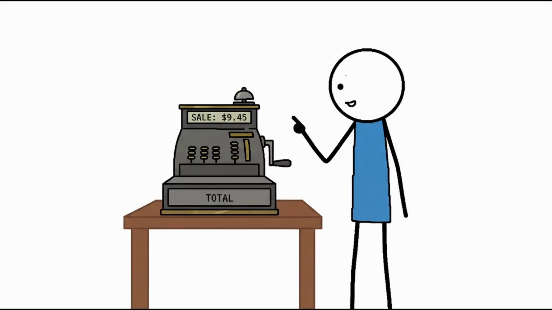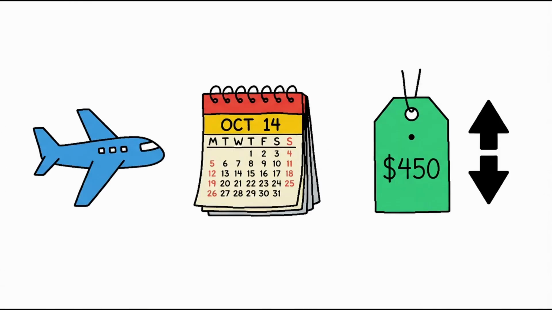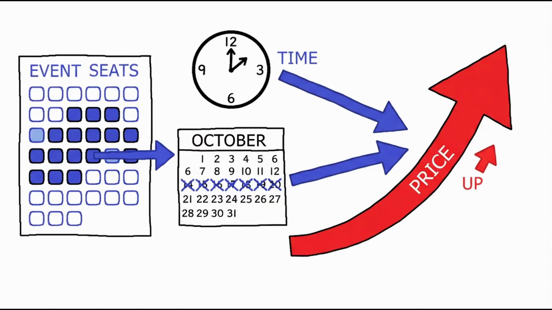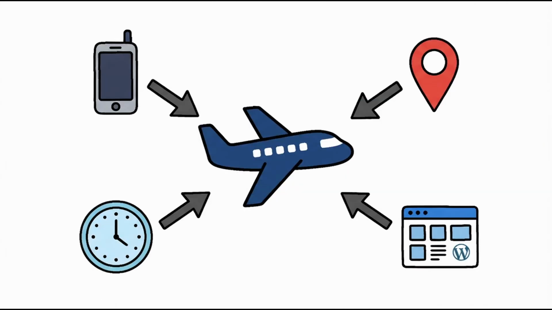Let's start with the basic version of this because it's older than the internet. Airlines have adjusted seat prices in real time for decades based on how full a flight is, how close the departure date is, and even the day of the week you're searching. But now the pricing engine has more to work with than just seats and dates.